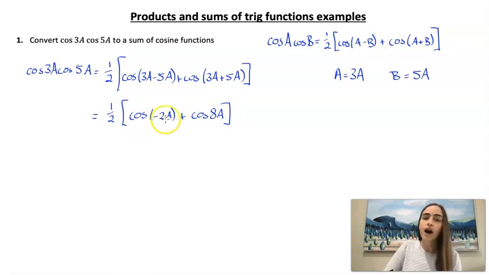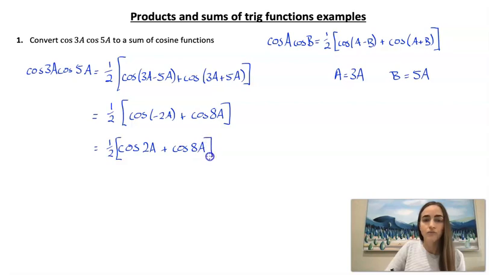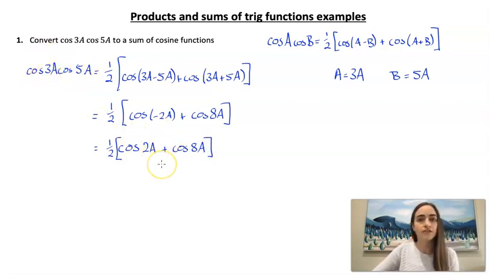Now this cos of minus 2a, we know that cos is an even function. So that is just equivalent to cos of 2a, and we still have our cos of 8a as well. So that's converted it from a product of cosine functions to a sum of cosine functions.